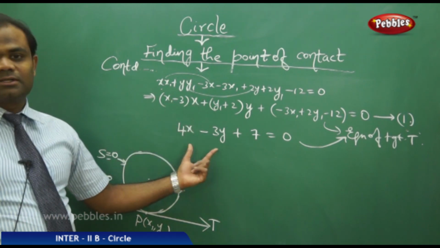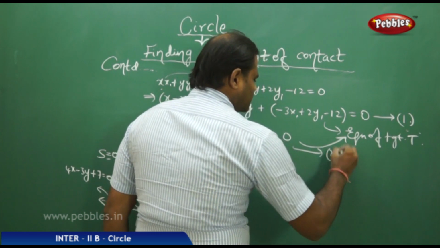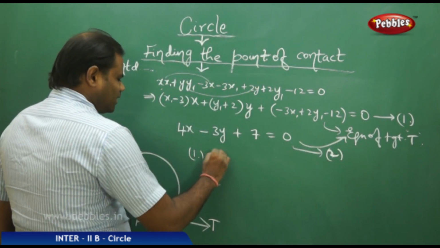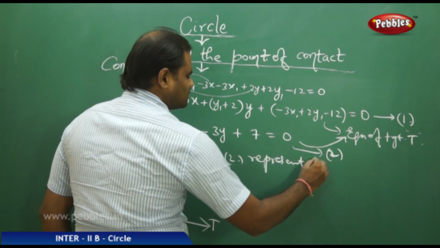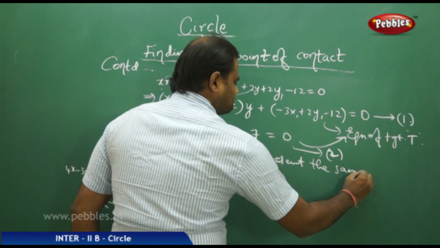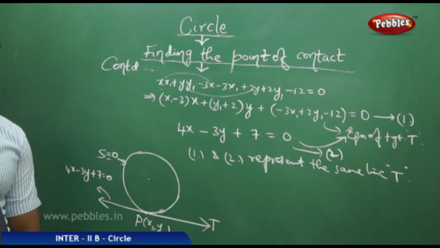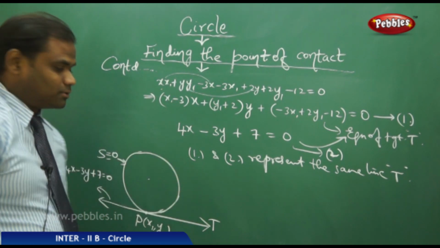Therefore, these two lines must be the same. So if I take this as equation 1 and equation 2, I clearly understand that 1 and 2 represent the same line t. They represent the same line t. Therefore, their coefficients must be in the same ratio.